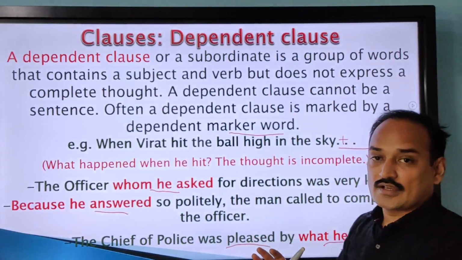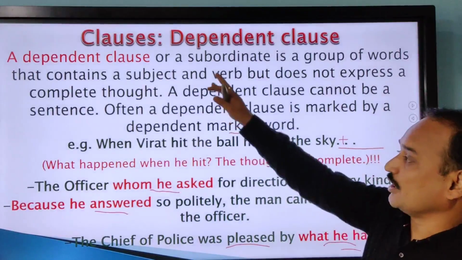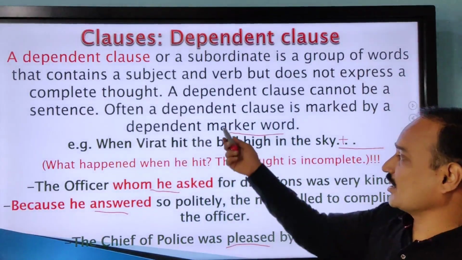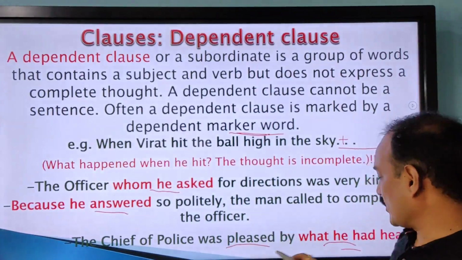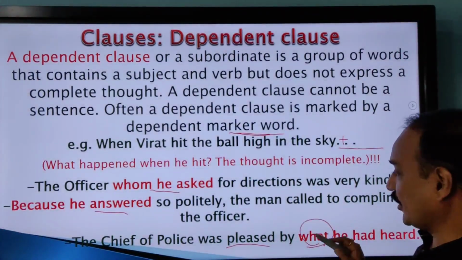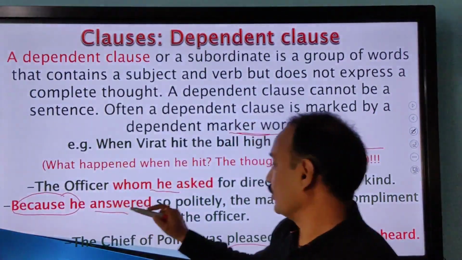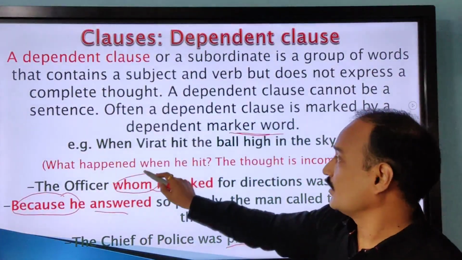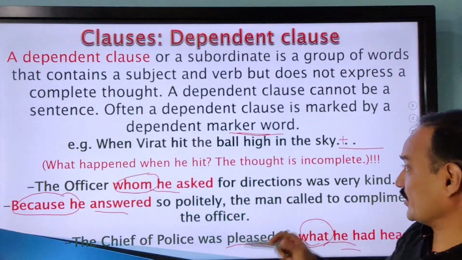Both of them have a subject and verb, but basically a dependent clause always carries a marker word, a dependent marker word. That word explains that it is depending on the independent clause. Okay, these are the dependent marker words. Next.